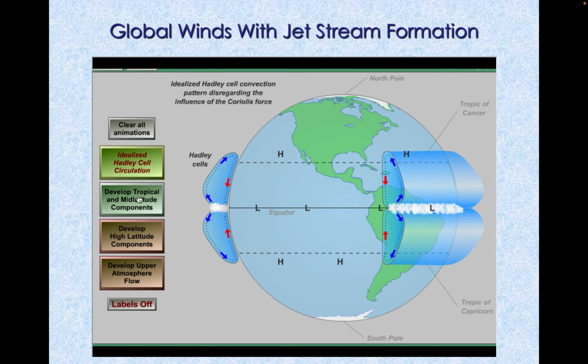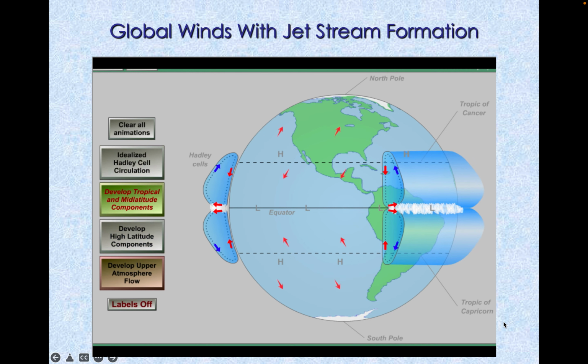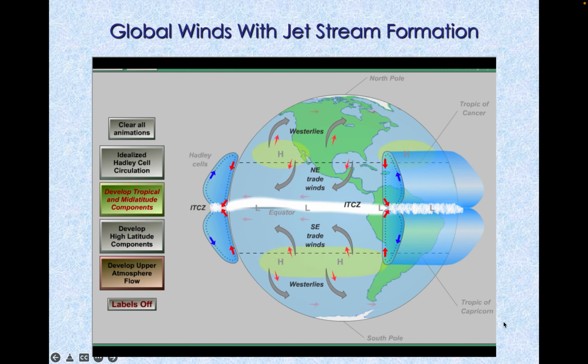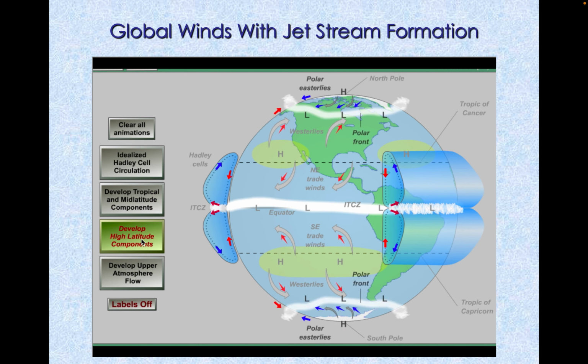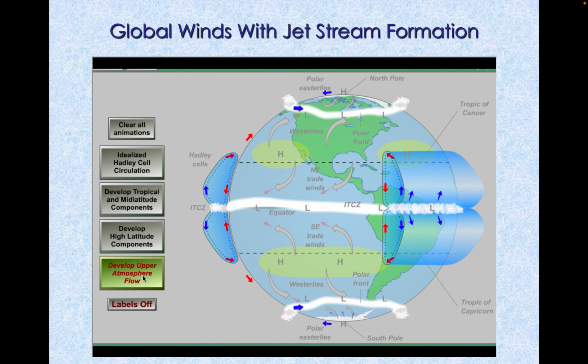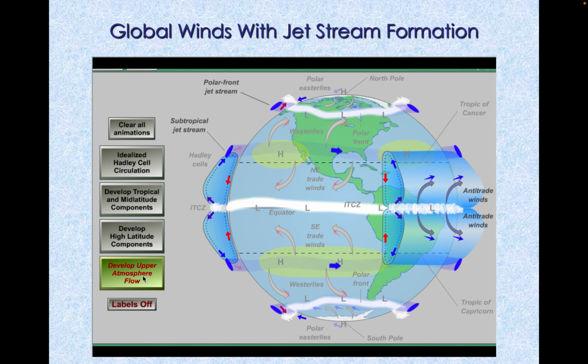Now, the Coriolis effect is going to be considered. So the winds are veering to their right in the northern hemisphere and their left in the southern hemisphere. And then the high latitudes, the polar winds. They're called the polar easterlies because they're generally blowing from the east. And there are your jet streams, those high altitude, very fast winds.